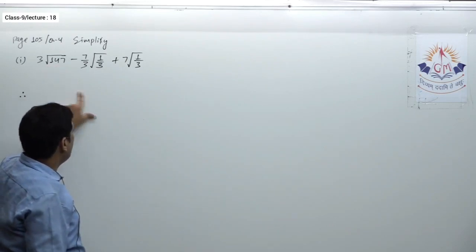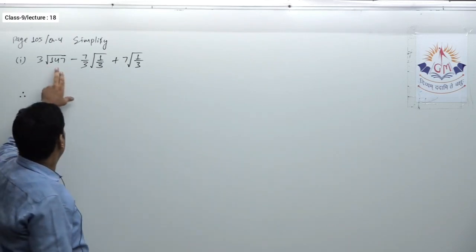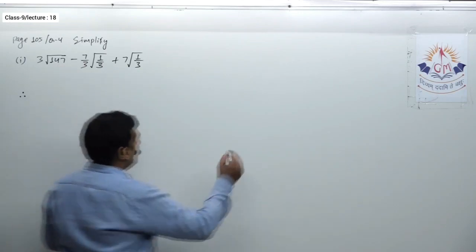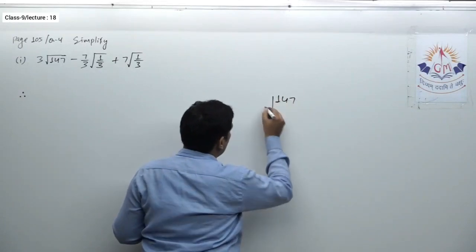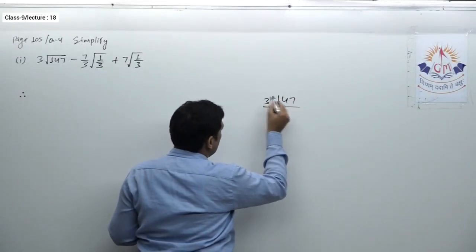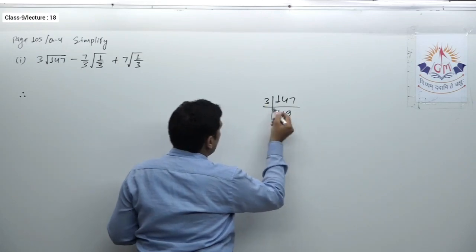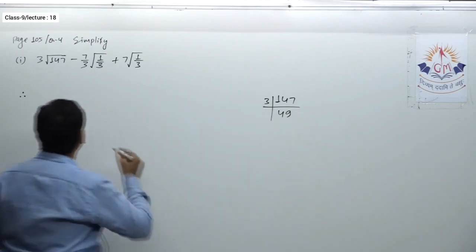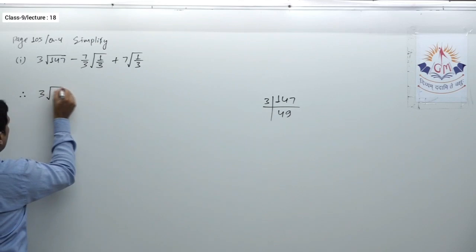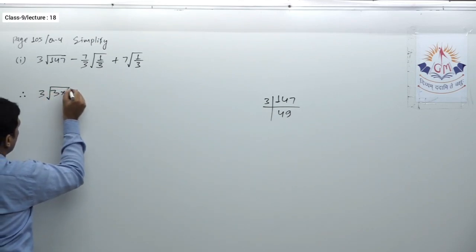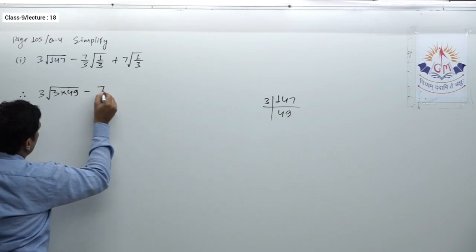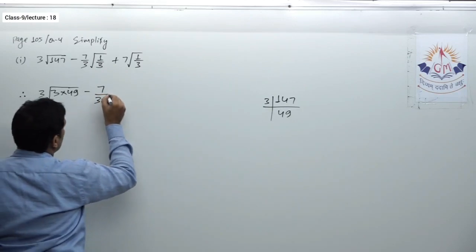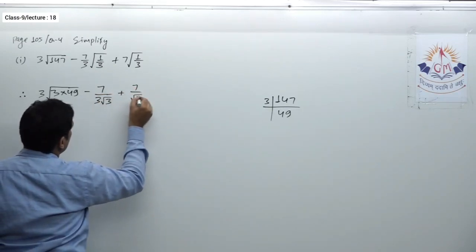Another thing, this 147 is not in simplified form, because definitely it is divisible by 3, so it is quite possible that we can make it more simplified. For that we need to find its factors. So first of all, let us find the factors of this. 3 into 49, and 49 is the square of 7. So here I write 3 root of 3 multiplied by 49, minus 7 upon 3 root 3, plus 7 upon root 3.